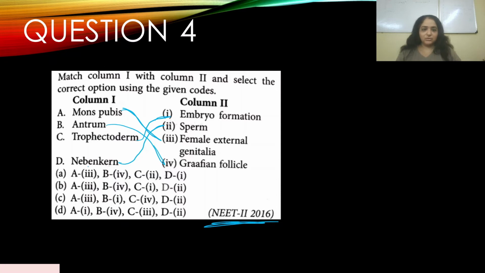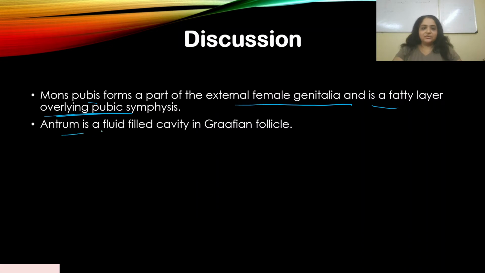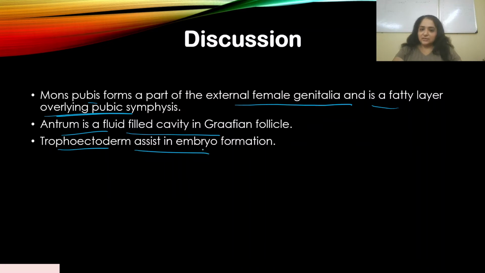So A3, B4, C1 and D2. So your answer should be B. Let's go to the discussion. Mons pubis forms a part of the external female genitalia and is a fatty layer overlying the pubic symphysis. Antrum is a fluid-filled cavity in the Graafian follicle. Trophoectoderm assists in embryo formation. That's the trophoblast cells that are there around.